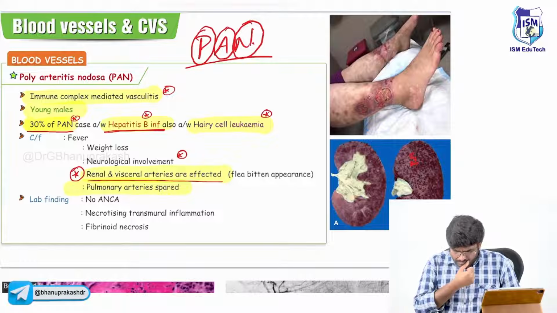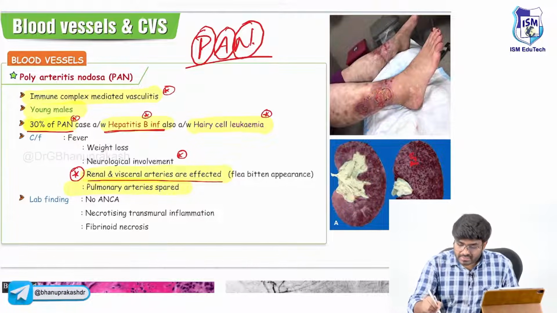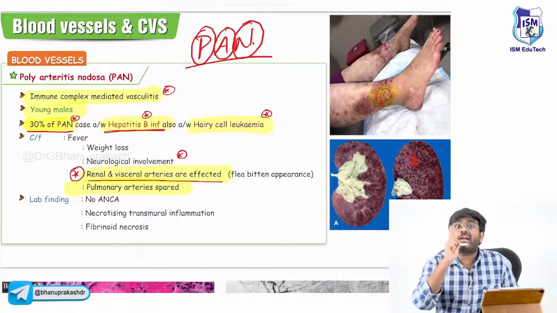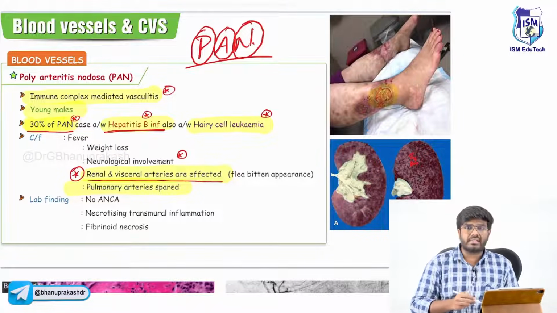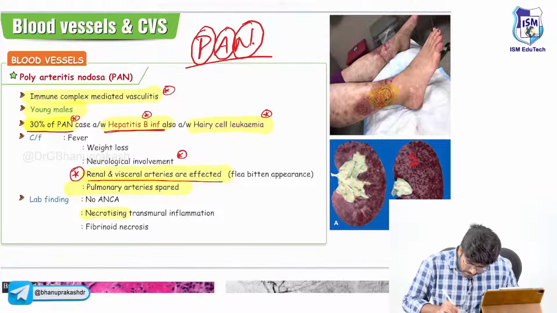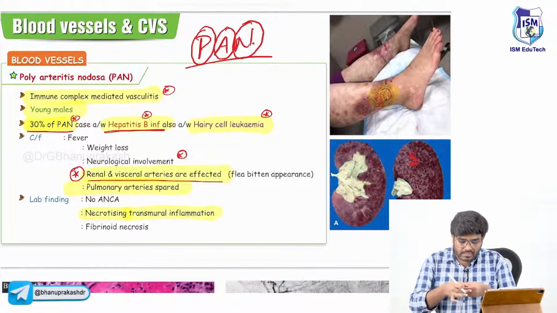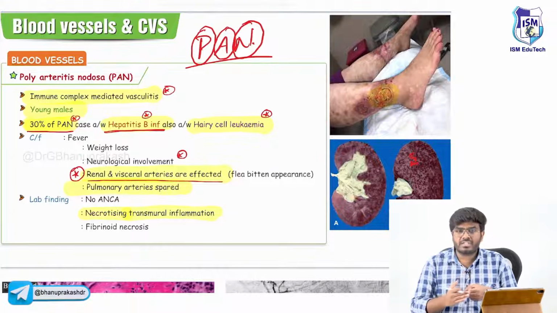Next, is it a granulomatous vasculitis? I have told you in the beginning itself, it's not a granulomatous vasculitis. It's a necrotizing vasculitis. Necrosis is happening. It is necrotizing transmural inflammation. All the layers in the vessel wall are going to be affected. Transmural inflammation with necrosis.